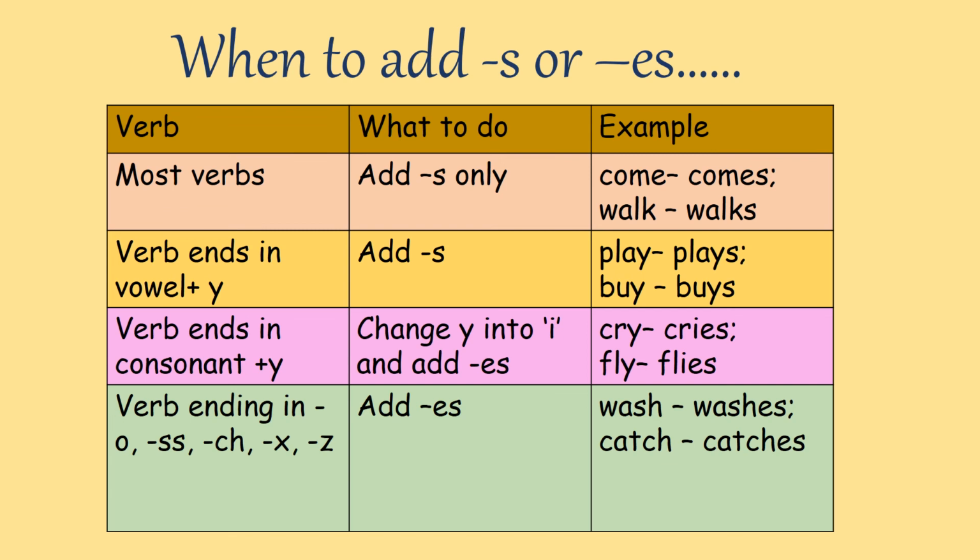Thirdly, there are verbs that end in O, double S, CH, X or Z. So all those verbs that end in these letters, you will add ES to them. For example, go, it ends in O, so you'll add ES. For example, wash, it ends in SH and you add ES and it becomes washes. For example, kiss, it ends in double S and you have to add ES. So these were some keys and they'll really help you if you learn them.